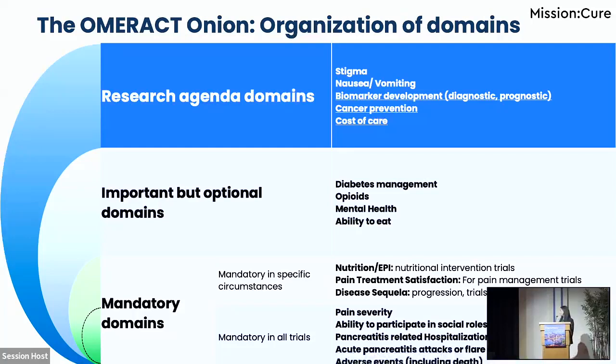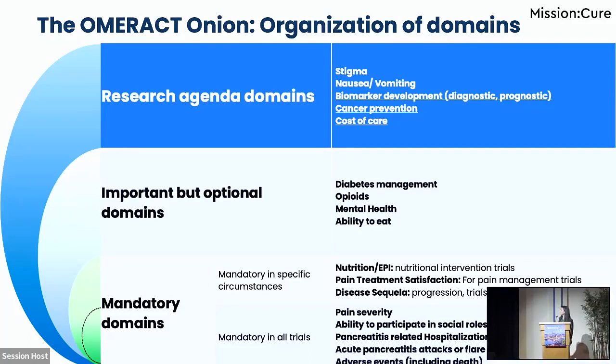ability to participate in social roles and activities, pancreatitis-related hospitalizations and ER visits, and acute pancreatitis attacks or flare-ups were all mandatory domains and mandatory in all trials. Nutrition and EPI, pain treatment satisfaction, and disease sequela were mandatory in specific circumstances. Diabetes management, opioid use, mental health, and ability to eat fell into the important but optional category.